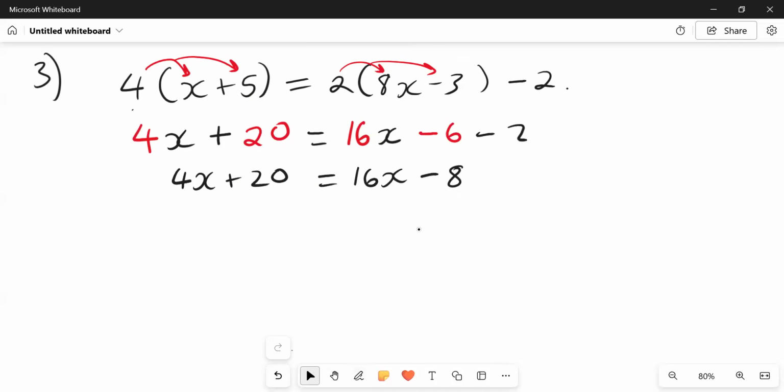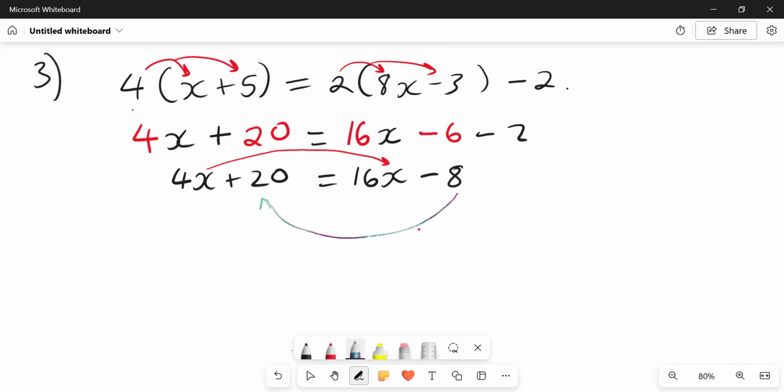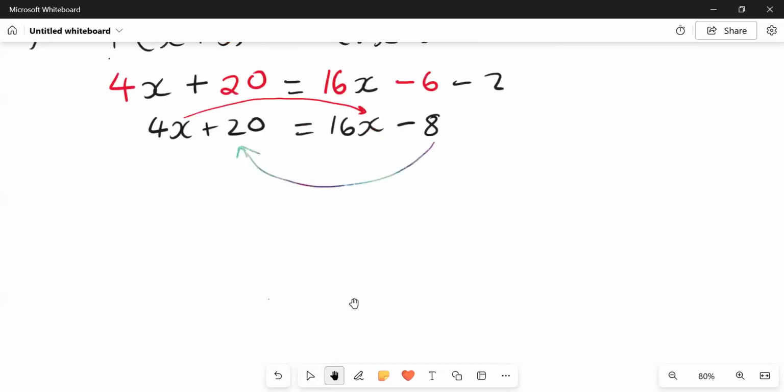And then now you have your 4x plus 20 equals to 16x minus 8. Let's do the same thing. So transpose 4x to the right-hand side, and then 8 to the left-hand side. Why am I transposing in that sense? Because I'm trying to transpose the smaller term towards the bigger term, and then smaller number towards the bigger number as well. So now you'll have your 20 plus 8 equals to 16x minus 4x.